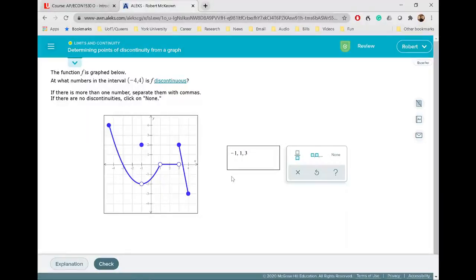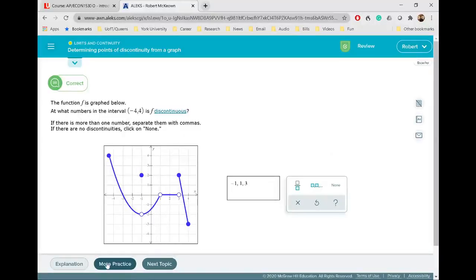And so we've got -1, 1, and 3. And that looks like all the discontinuities. So I'll hit the check button. Let's see if we have the right answer. And we do. So we got the right answer. And that's how you're going to find discontinuities on a graph.